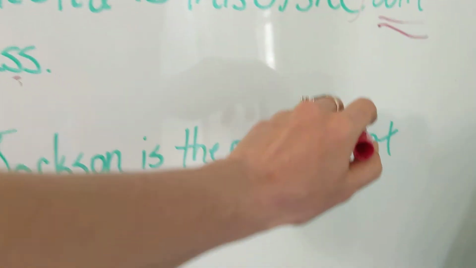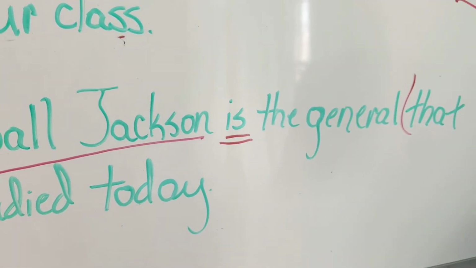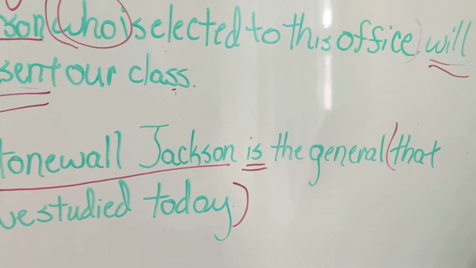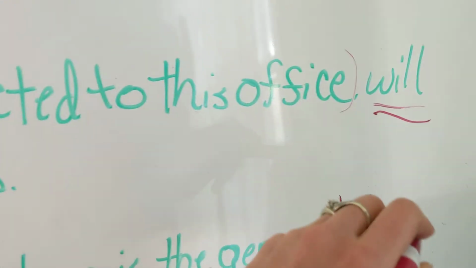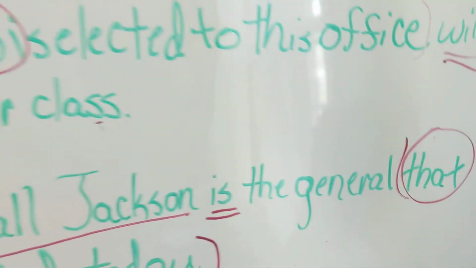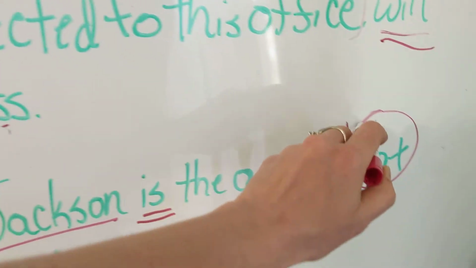That's correct. You always start with your relative pronoun, and then we go to the end of the sentence. So what is my relative pronoun? That's right. It is that. So we circle that. What word is that we studied today describing? That's right, general.